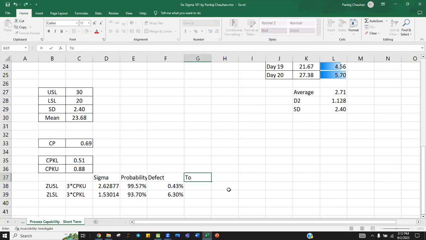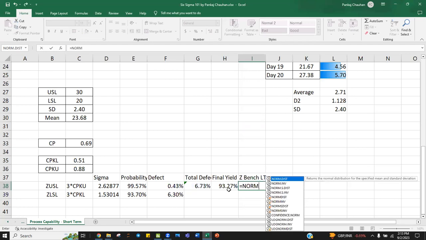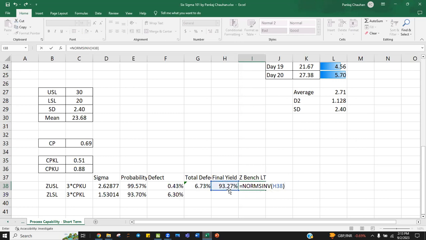Now my total defect will be the sum of the defects on the upper and the lower side, 6.73. So what is my final yield here? It will be 100% minus total defect. And this final yield I can convert into the Z value or sigma level, which will be the long-term Z bench. This long-term value can be converted with the formula NORM.S.INV, selecting 93.27, and here 1.49 is your sigma level.